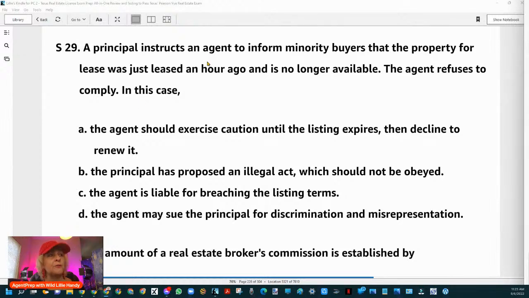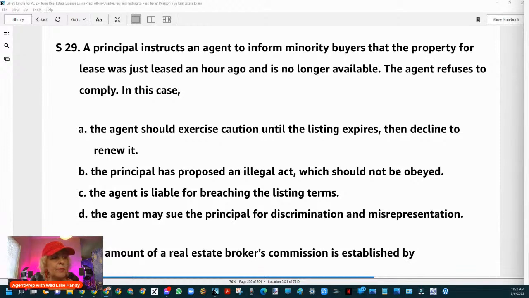So principal instructs. Yeah, we're trucking, right? Principal instructs an agent to inform minority buyers that the property for lease is not available. So minority buyers, right? Discrimination. So the answer here is yes, B, right? The principal has proposed an illegal act which should not be obeyed.